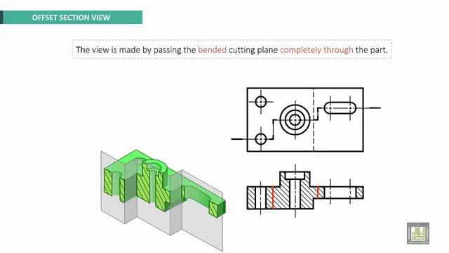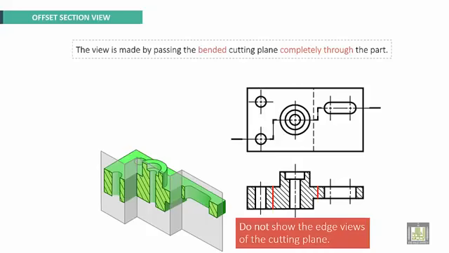Here, these intersections with sections here will not be represented here. Do not show the edges view of the cutting plane. These lines should not be shown. It will be removed.